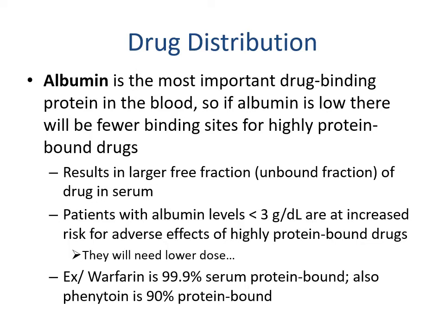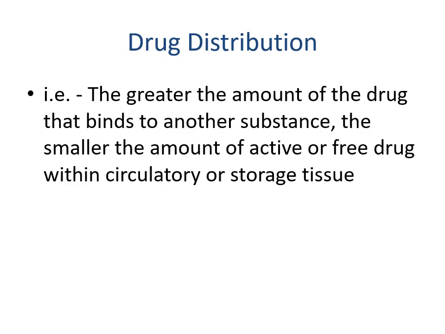For example, the drug warfarin is 99.9% serum protein bound, and phenytoin is 90% protein bound. So warfarin, in essence, has a very, very strong, incredibly strong relationship with albumin. Phenytoin still has a very strong relationship with albumin. So we know that the greater the amount of the drug that binds to another substance, the smaller the amount of active or free drug within circulatory or storage tissue.